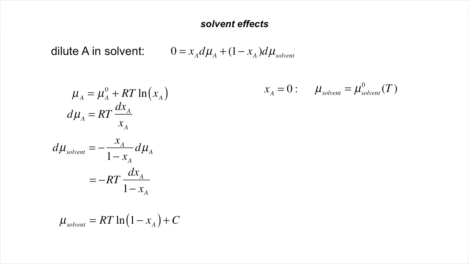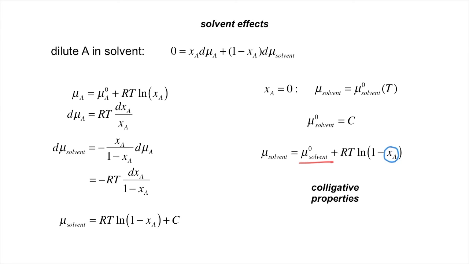Recognizing that when Xa goes to 0, the chemical potential must equal the chemical potential of the pure solvent, we can solve for the constant of integration. The resulting expression shows that although the chemical potential of the solvent depends on other properties of the solvent through mu0, it does not depend on the identity of the solute, only on its concentration. This is known as a colligative property.